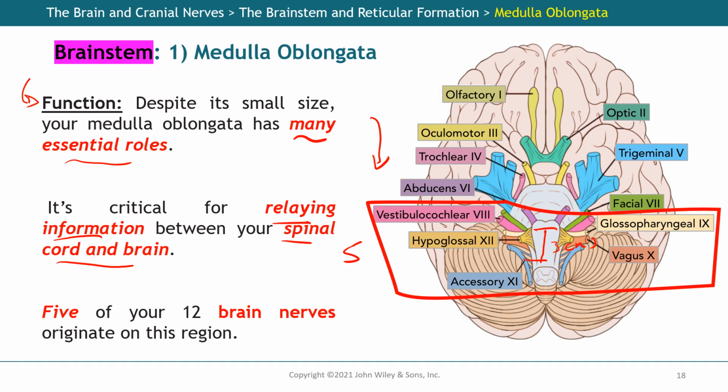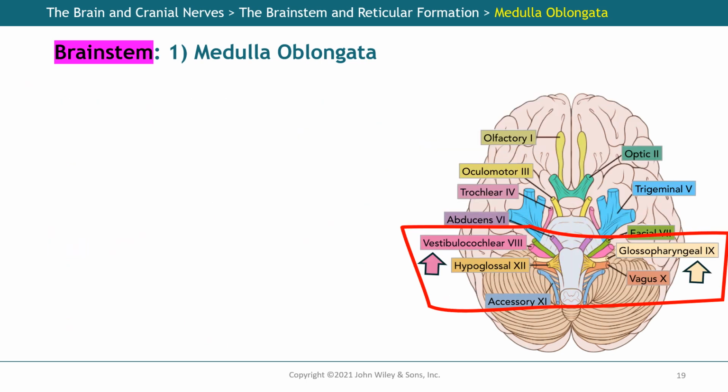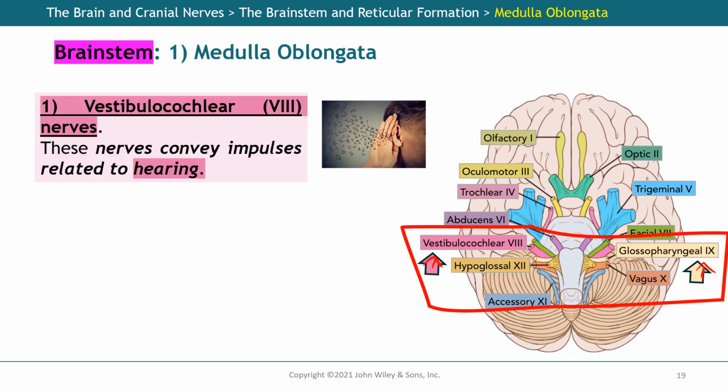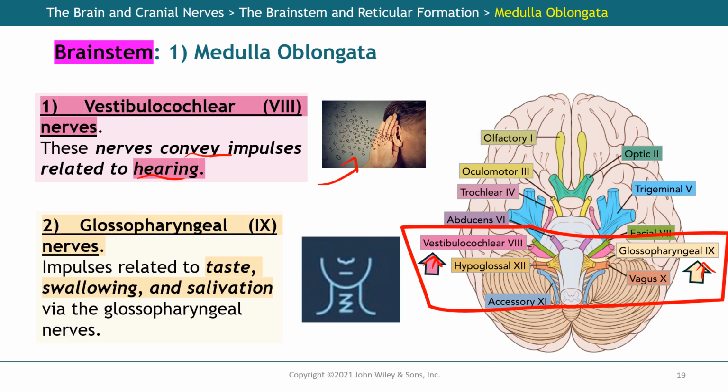So in the following slides, I'm going to talk about each one of these five cranial nerves. And I'm going to go very general. In your textbook, there is more information, but I don't want to overextend in this section. So in this slide, I'm going to show you the function of nerves 8 and 9. The vestibulocochlear, that is nerve 8, conveys impulses related to hearing, while nerve 9, the glossopharyngeal, is related to impulses of taste, swallowing, and salivation.